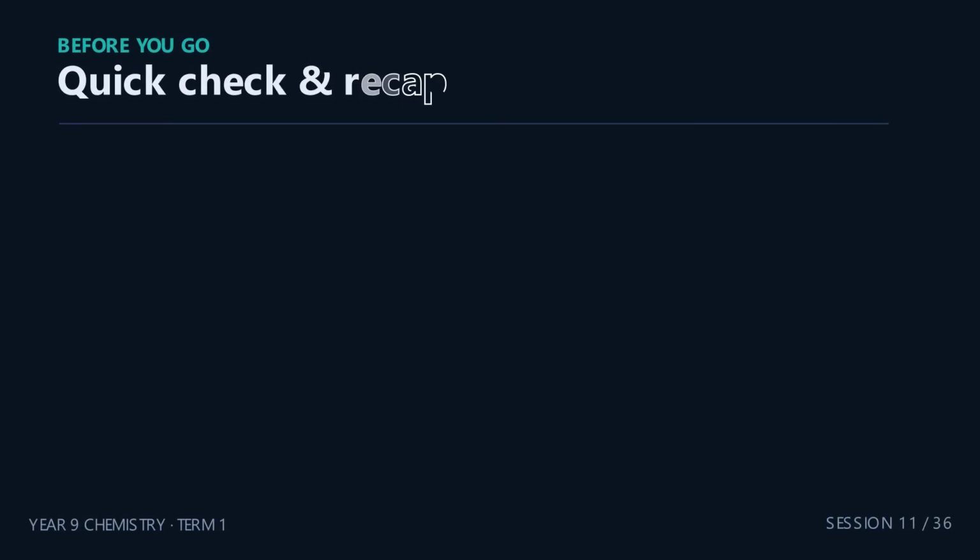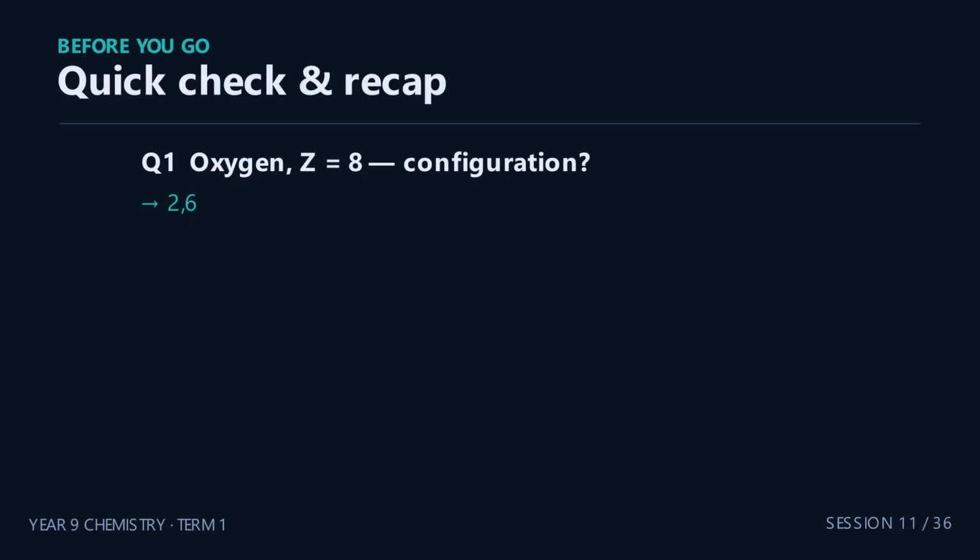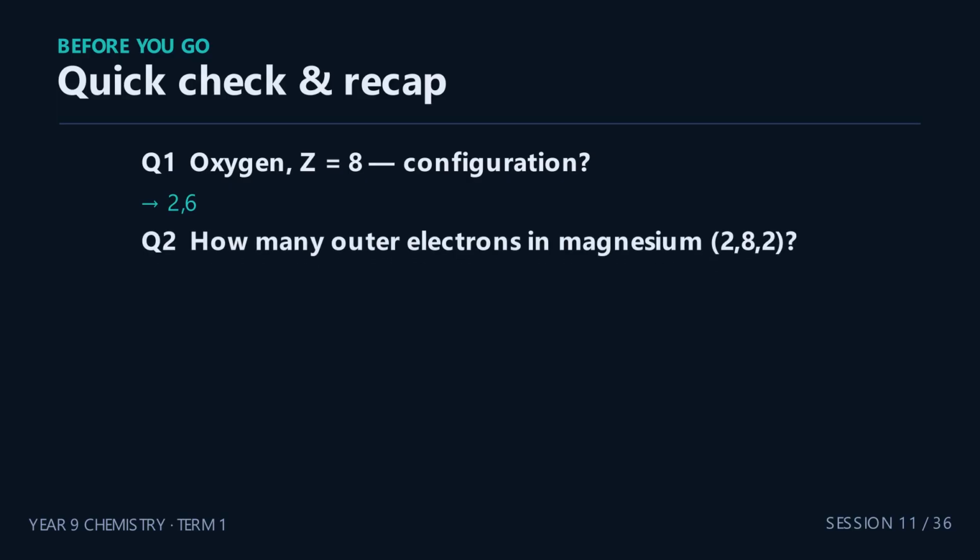Quick check. Question 1. What is the configuration of oxygen, atomic number 8? Pause and answer. 2, 6. 2 in the first shell, the remaining 6 in the second. Question 2. How many outer shell electrons does magnesium have? Magnesium is 2, 8, 2, so 2.